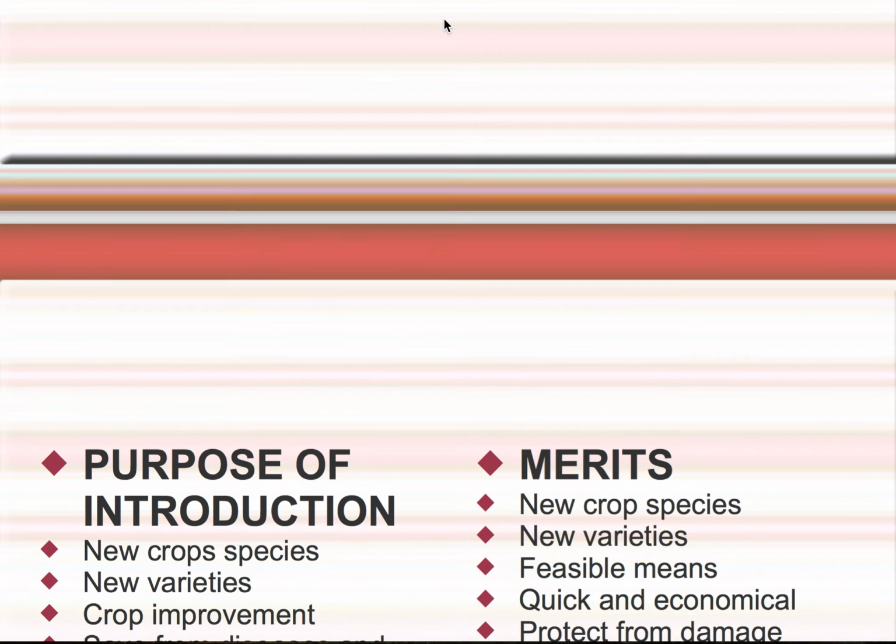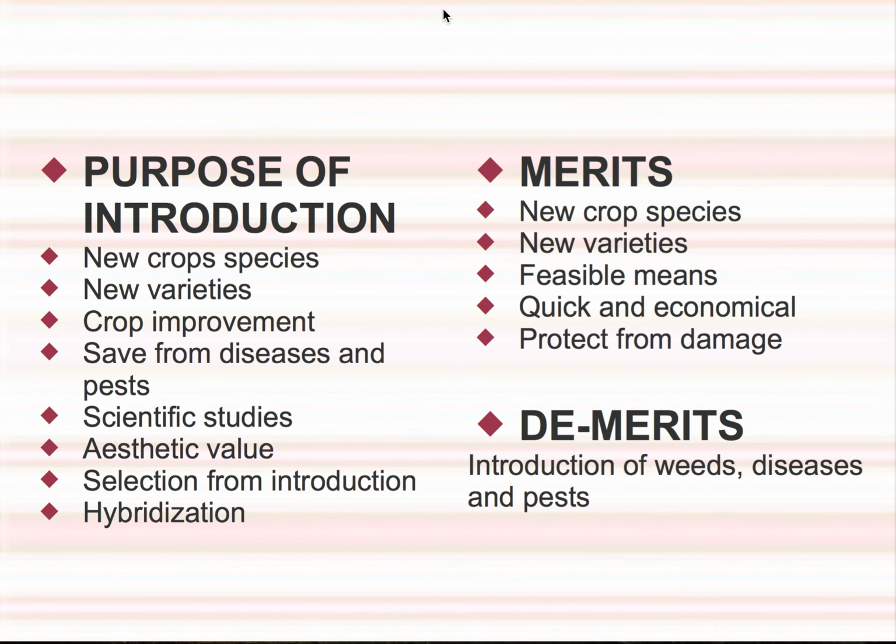And the next one is, what is the purpose of introduction? What are the various merits and demerits? If we go into the purpose of introduction, we have various needs of introduction. They are outlined like this. In order to obtain some entirely new crop plant and to obtain new crop varieties, and also these obtained varieties can be used in crop improvement programs. Also, in certain areas these crops may be affected by disease and pests, but in a newly introduced area they are protected against these pests and diseases. So saving the crop from pests and diseases is one of the purposes.